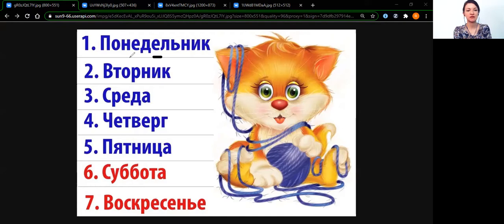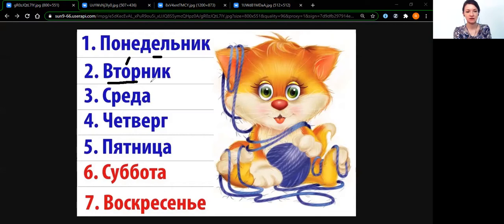Next one is вторник. It's very easy to remember for Slavic people because in Russian language second is второй. It's easy because Tuesday is the second day of the week. Второй, вторник. Here is the same root. The third day we call среда.